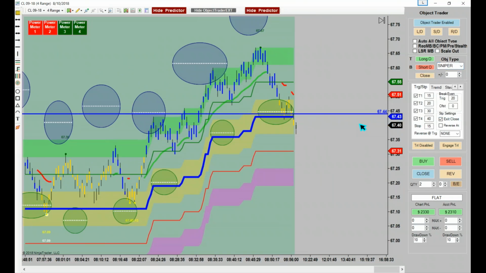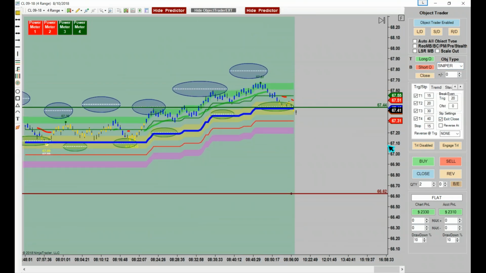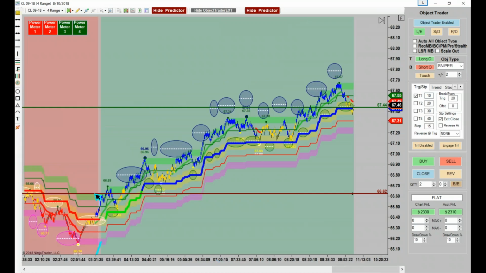Hopefully I can get it set in time. We'll set that as our sniper. We'll go long above, touch +2, and we'll do 10 ticks. Because keep in mind, this is thrust quite a bit already. 1, 2, 3, 4, 5, 6, 7.